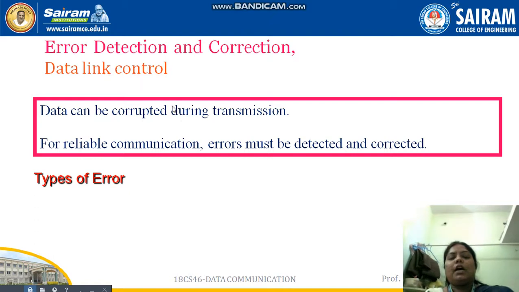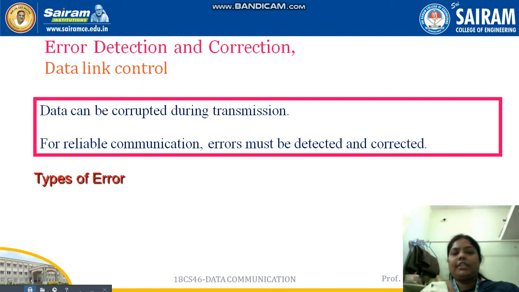The next one is we talk about error detection and correction and flow control. From the name itself we can know what error detection and correction is: how we are going to detect the error, and once we detect the error, how we are going to correct that particular error, meaning what technology or method we are going to follow. Here, in error detection and correction, the data can be corrupted during the transmission.